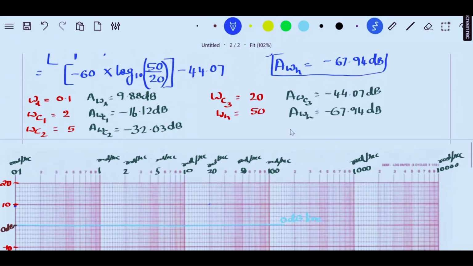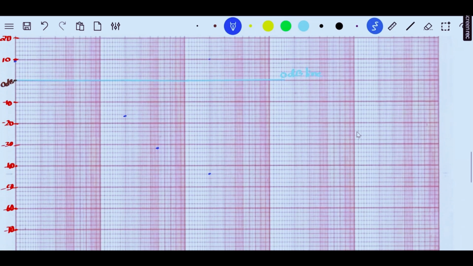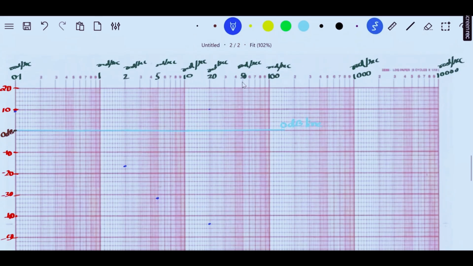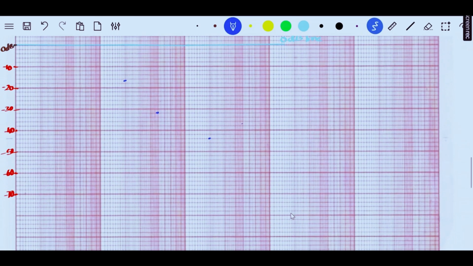Then finally at omega equal to 50 radians per second, we have minus 67.94. So 50 radians per second is this line. Therefore, I have minus 67.94, which is between minus 66 and minus 68, so 67.94 is somewhere here.